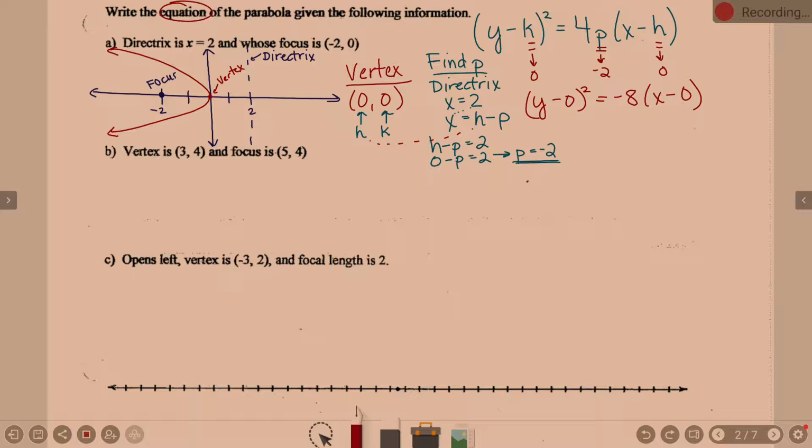Now, if my h and k were anything other than 0, 0, this is the form I would leave it in. Because h and k are 0, 0, do I need to leave it written out like this? No. You can basically drop the zeros off, and I'm going to say y squared equals negative 8x. And again, I'm only doing that because h and k are zeros. If h and k were anything but 0, I would leave it in that written out form.